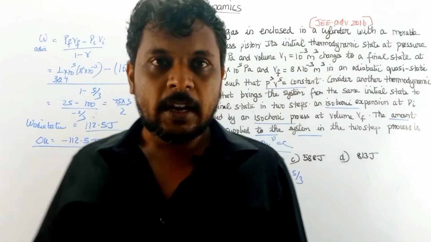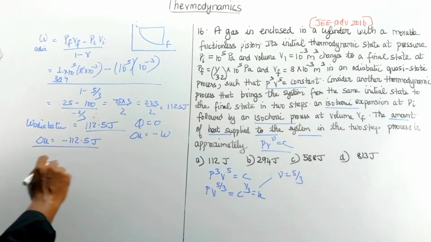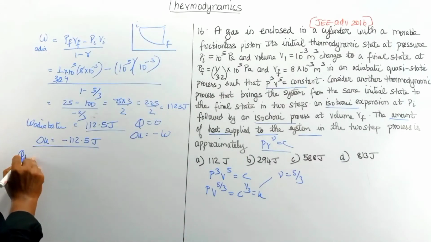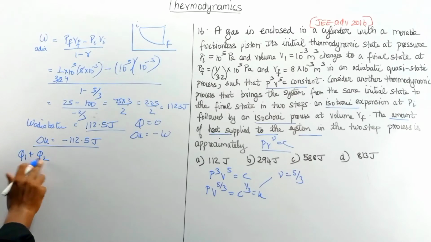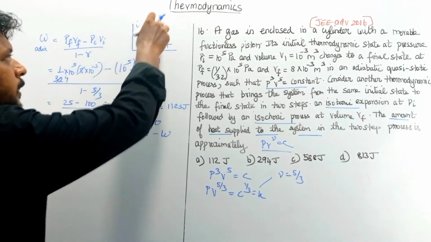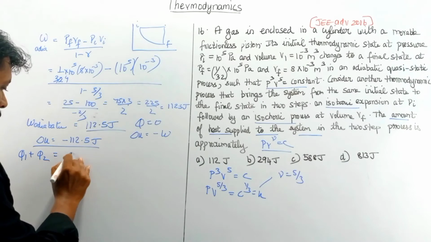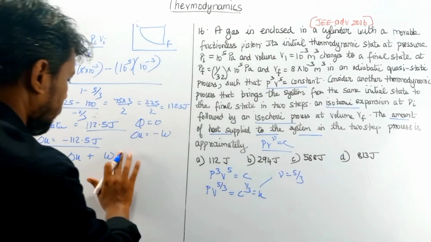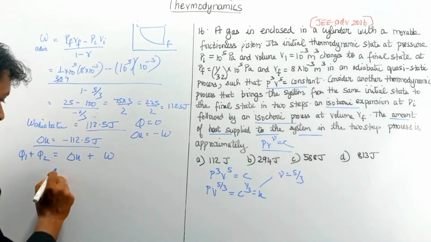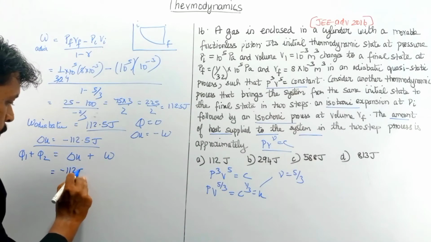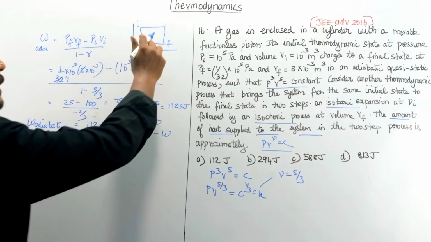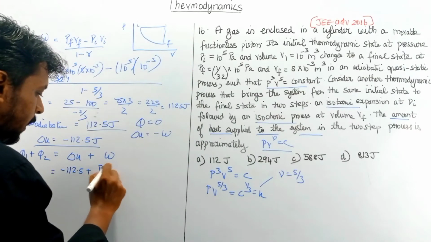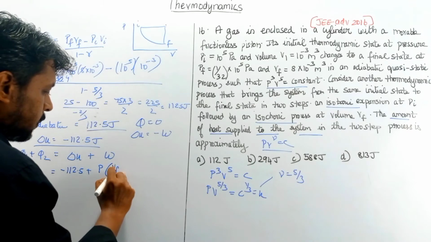Now let us come to the two-step process. Two-step process means initial to this point, then to this point. So let us take it as Q1 plus Q2, through the constant pressure process and then the constant volume process. This will be equal to delta U plus W. You know the value of delta U, minus 112.5. Work done will take place only through the constant pressure process, so P into Vf minus Vi.